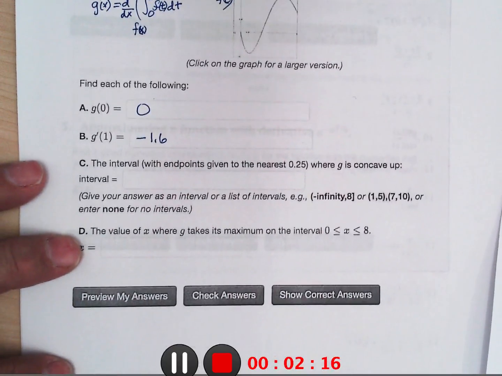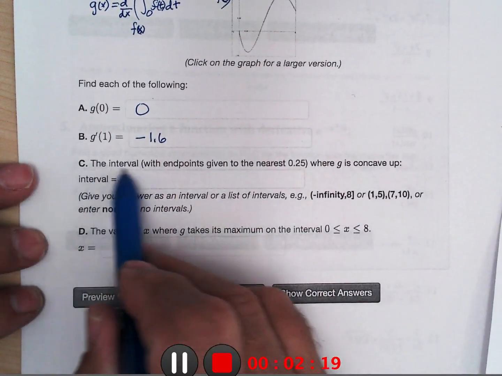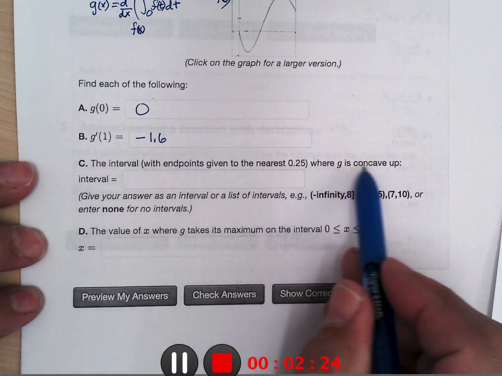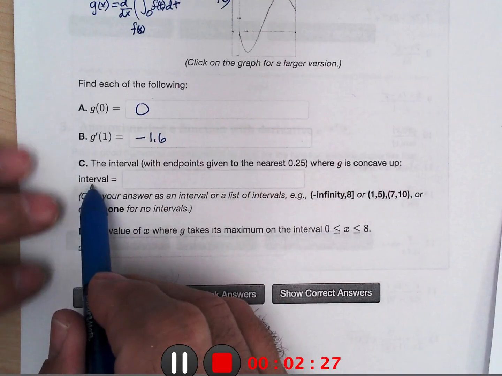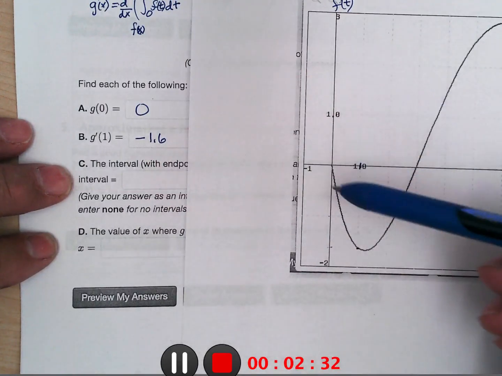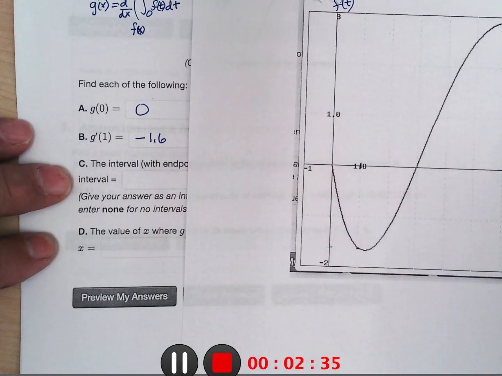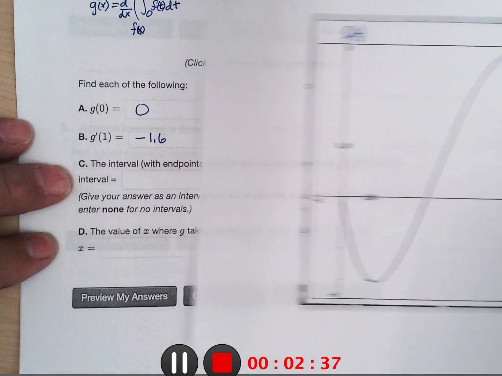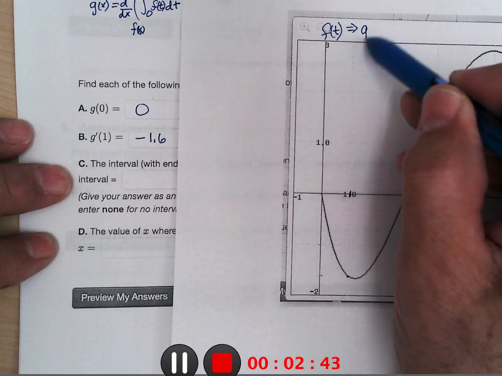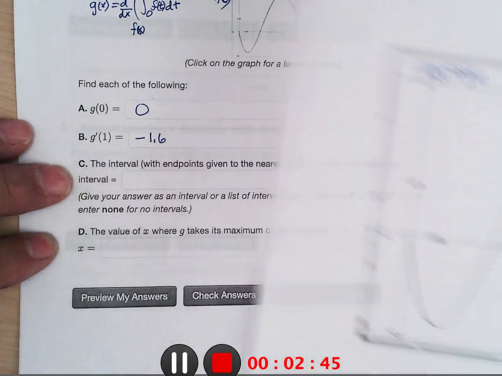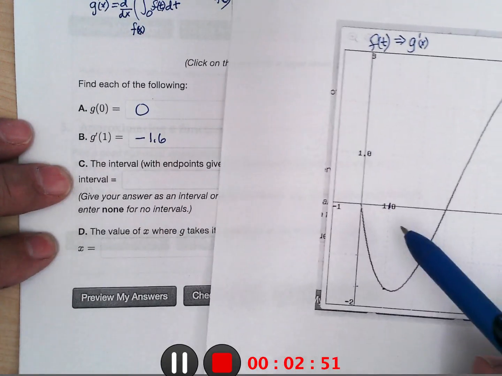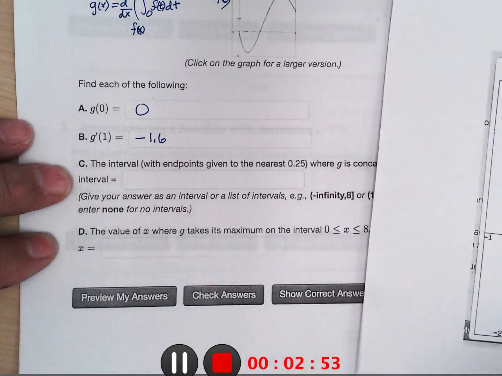Now, the interval with endpoints given to the nearest 0.25, where g is concave up, okay? So this would be a picture of g prime then. F of t is also a picture of g prime of x. And we want where g is concave up.